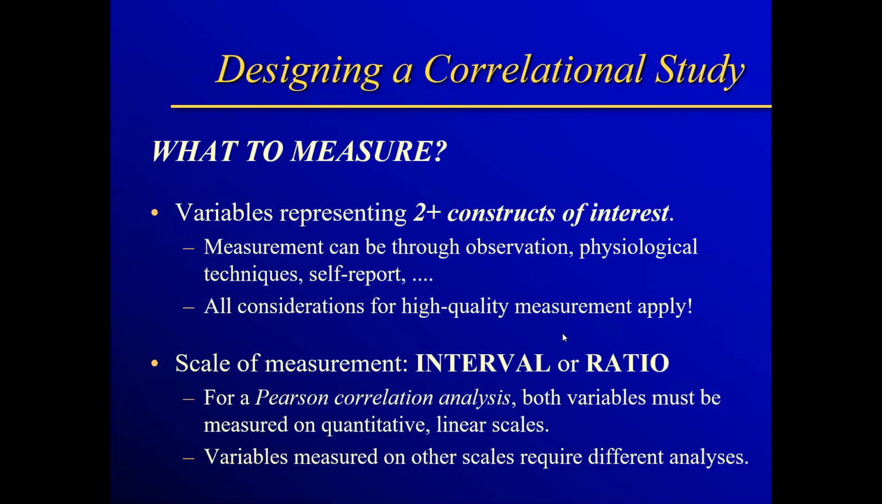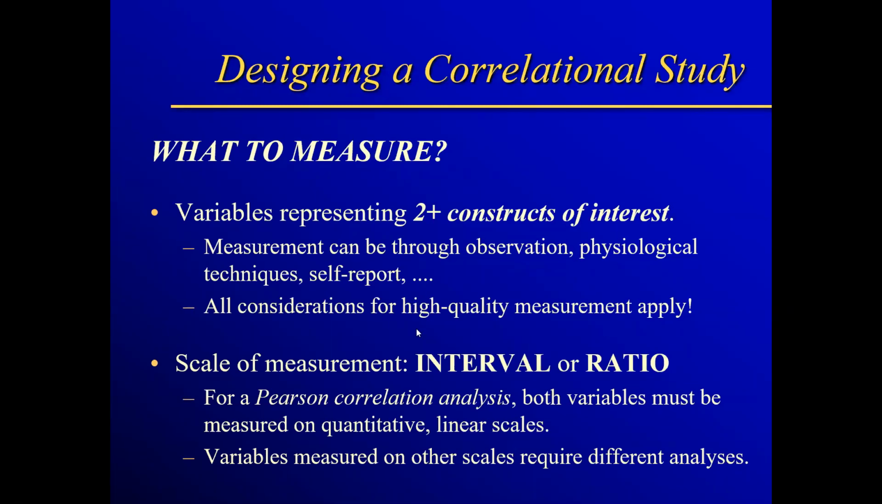What to measure? So what kind of data do we need when we're doing a correlational study? Well, we need variables representing two or more. You can run a correlation with as many variables as you want, but let's just stick with two. Variables representing two constructs of interest. And so this measurement can be through observation, it can be physiological techniques, self-report, it doesn't matter. However you want to measure this variable, you can measure it. And then of course, taking all the considerations that we talked about before of high quality measurements, right? But that was a previous lecture.